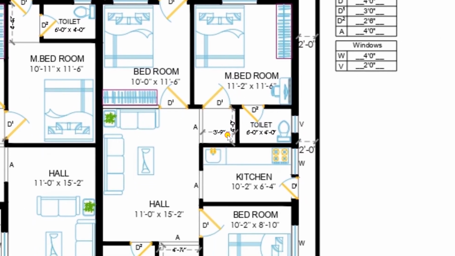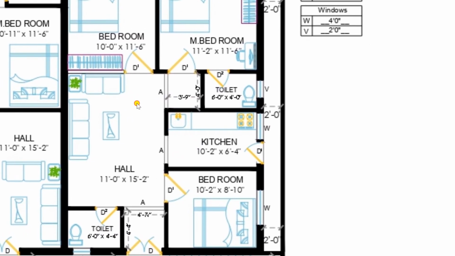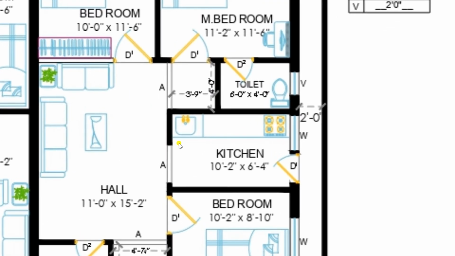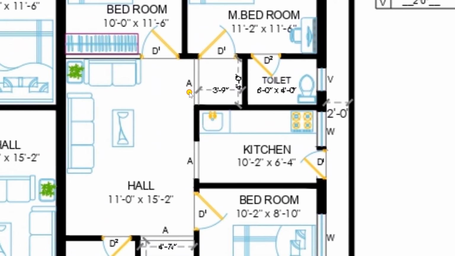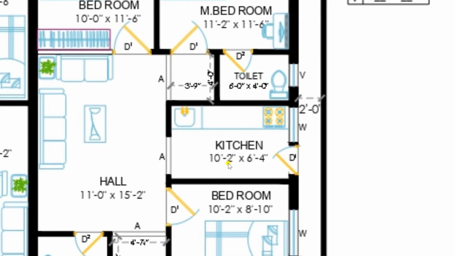This second family portion has 3 bedrooms, 1 hall and 1 kitchen. That is 3 BHK. Earlier that portion was only 2 BHK. Now let us enter through the hall. Again I need to enter into the kitchen of size 10 feet 2 inches by 6 feet 4 inches.